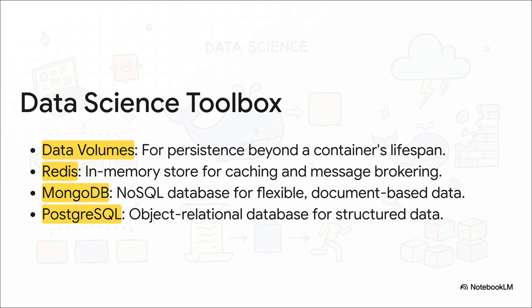You can have one Lego block that's a PostgreSQL database for your structured data. Snap on another one that's a Redis cache for super fast lookups. Maybe add another for your unstructured data in MongoDB. And this is the really key part. You connect these to what's called a Docker volume. Just think of a volume as a permanent hard drive that lives outside the container. So if your database container ever crashes or restarts, don't worry, your data is totally safe.